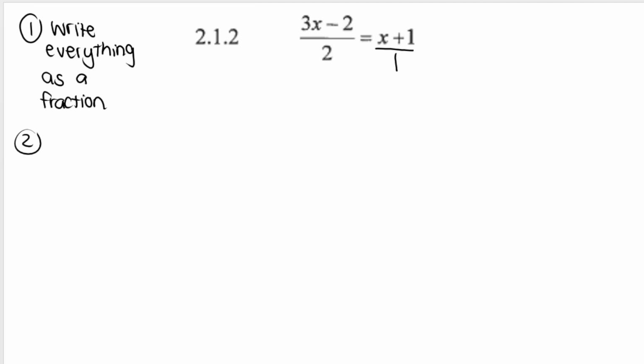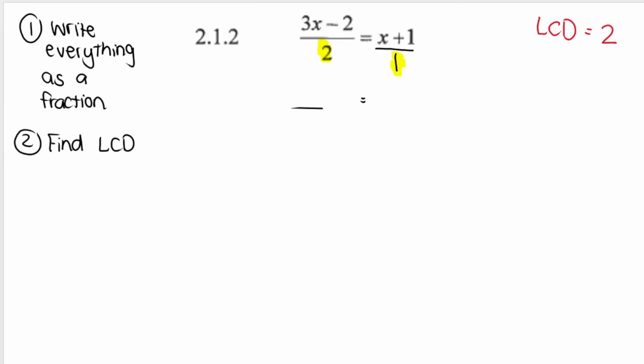Then step 2 is to find the lowest common denominator for the fractions. So take a look at the denominator here. It's 2. The denominator over here is 1. What is the LCD? What is the smallest number that 2 and 1 can divide into without a remainder? And you're going to tell me 2.